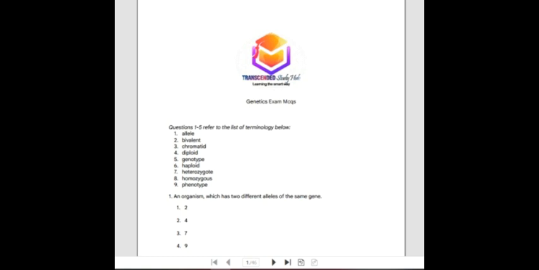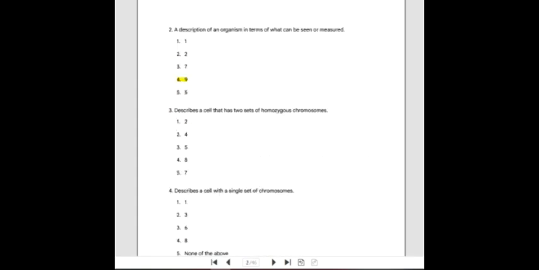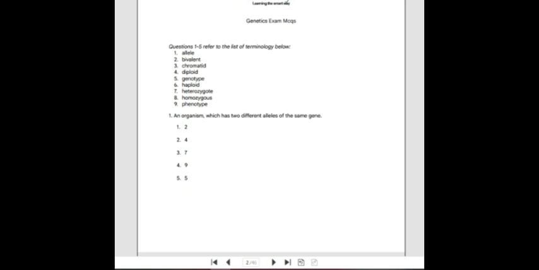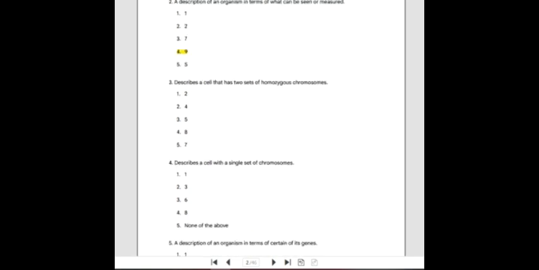So when you look at question 3, the correct answer is actually diploid. So a diploid is going to be a cell that has two sets of homologous chromosomes in this case. And according to our options, that's option 4. Referring to the number, of course. So in this case, that's the one over there. We have to counter check and make sure.